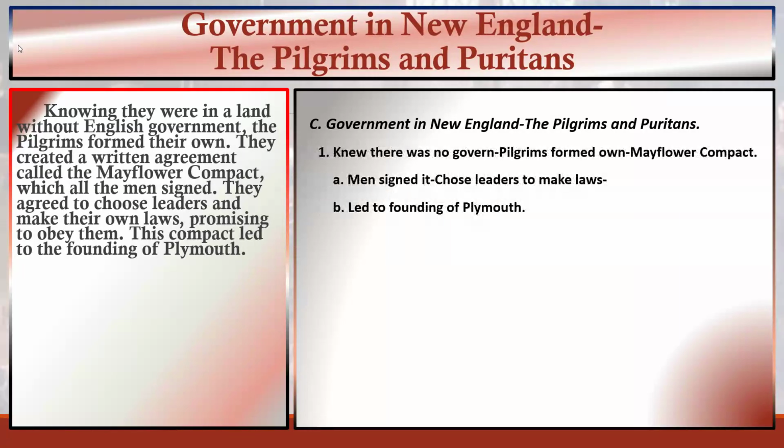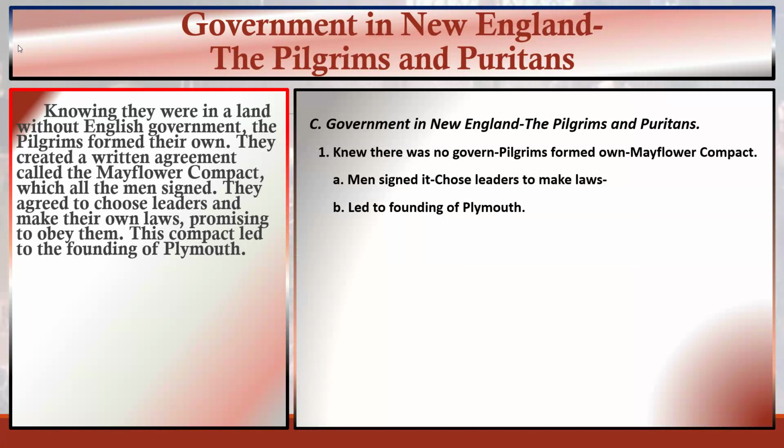So what did I say here? Knew there was no govern. Notice how I shortened government. Pilgrim. I could have just said Pilgrim form. I did. I said Pilgrims formed own. Notice that's not a sentence. I could have said Pilgrims formed their own government. I didn't. It's kind of like caveman talk, right? Pilgrims form own. Mayflower Compact.